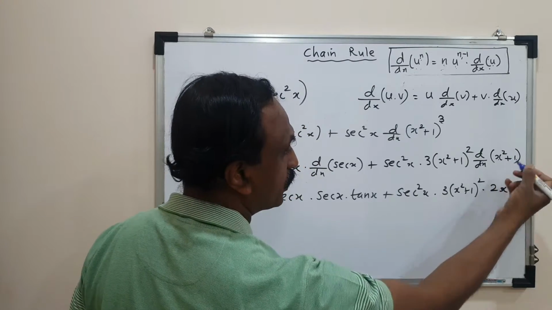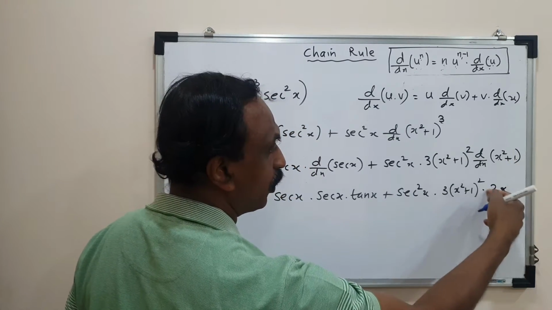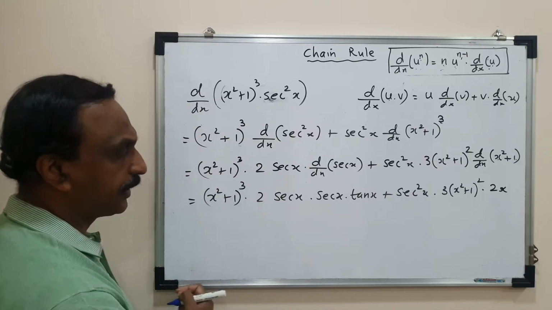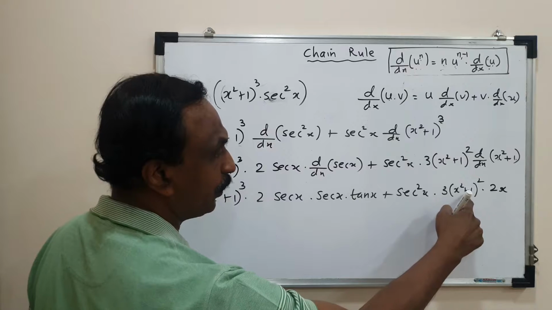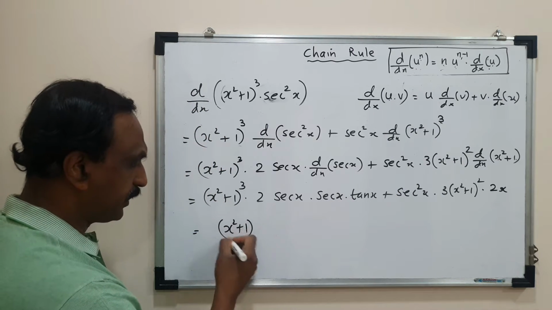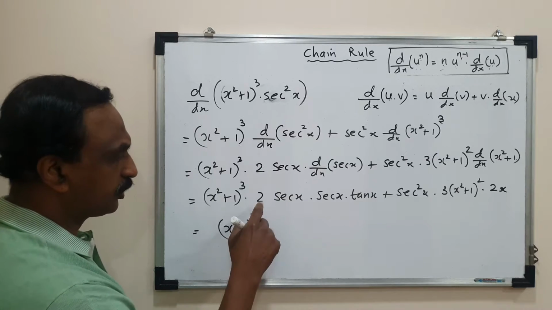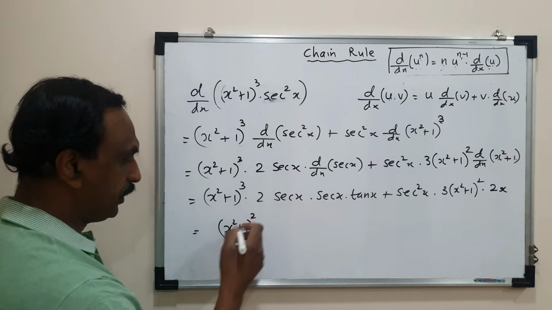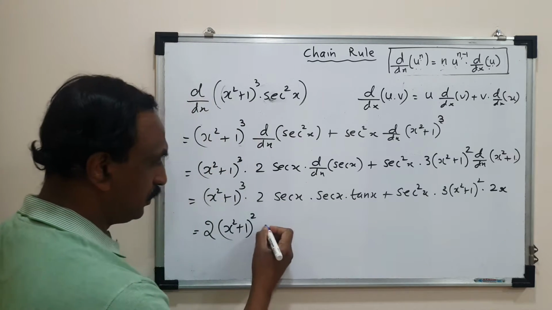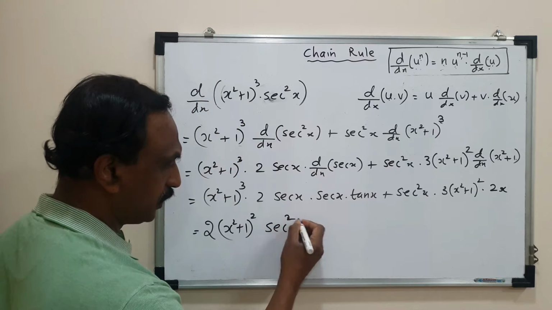And derivative of 1 is 0. So there is only one term here, so I'm not putting the bracket. But if you feel like, you can put the bracket. Now we'll take the common. (x² + 1)³ and (x² + 1)², so (x² + 1)² is common. Then 2 is common, so I'll write 2. Then sec²x and sec²x, so sec²x is common.